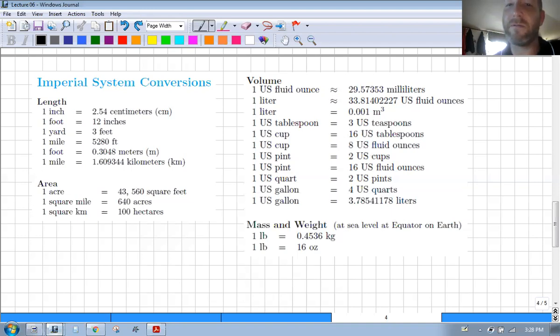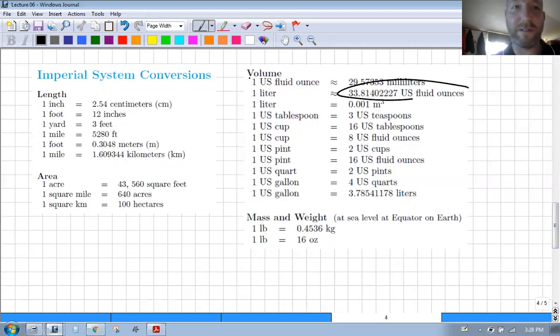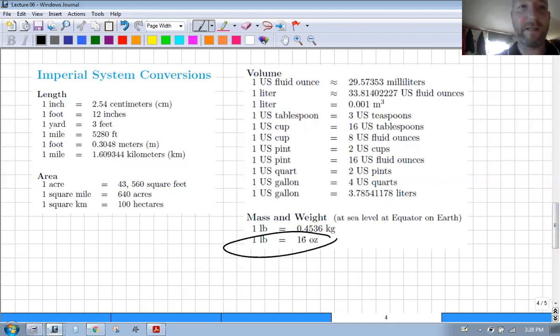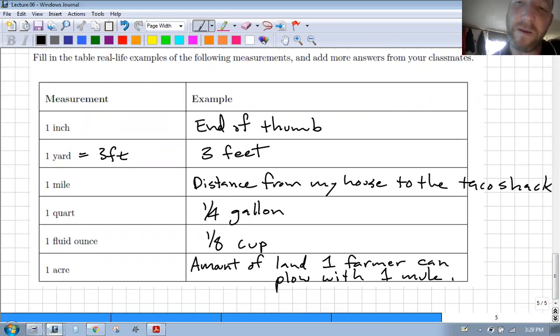Let's see. Go with this, 1/8 of a cup. So it's not a lot. Notice we have fluid ounces, which is different than mass ounces or weight. 1 acre. It's the amount of land one farmer can plow with 1 mule in 1 day. Something like that.